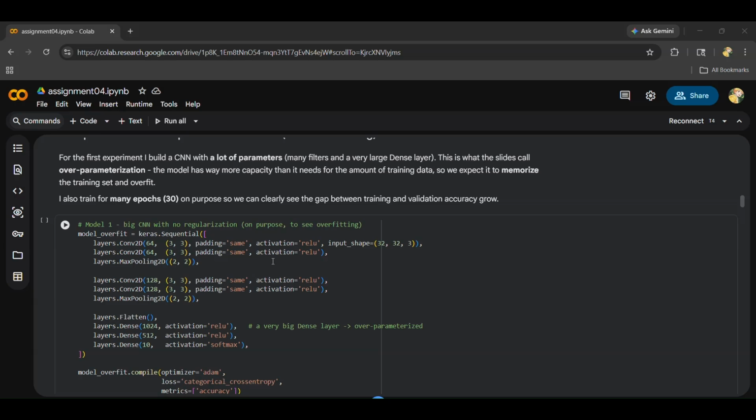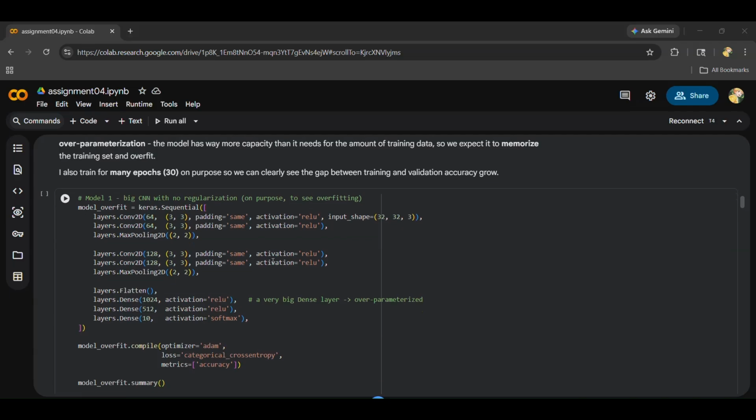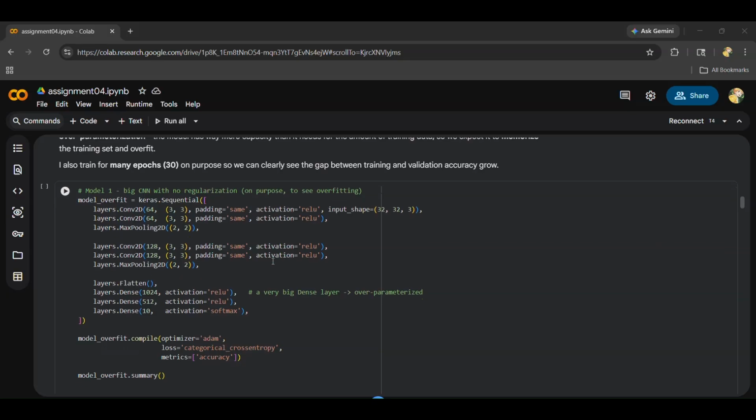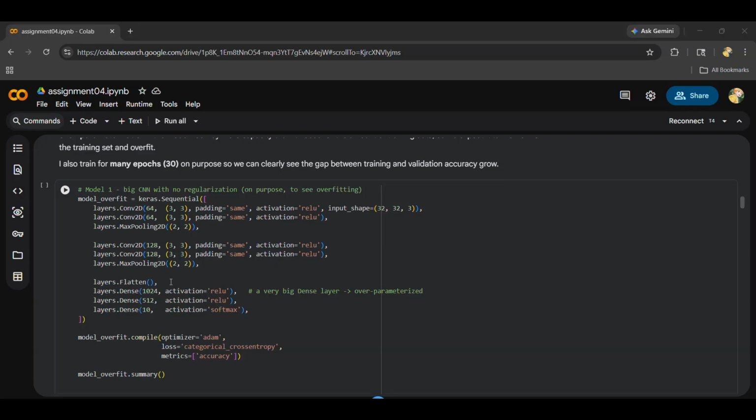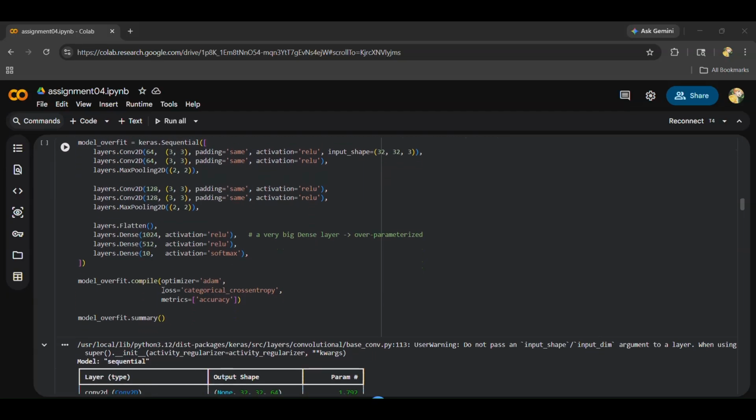So, model 1. For my experiment, I built a very big CNN on purpose to show over-parameterization. It has 4 convolutional layers with 64 and 128 filters, then 2 huge dense layers, one with 1024 neurons and one with 512. That's way more capacity than CIFAR-10 actually needs, so the model can just memorize the training set.